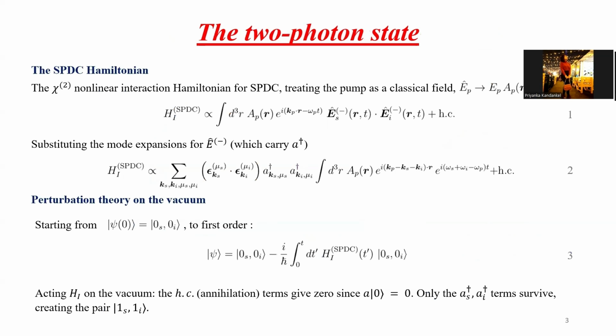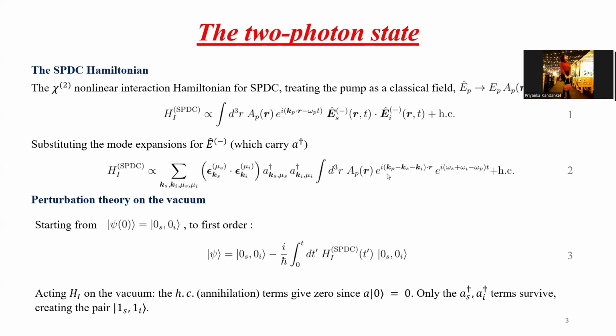So now let us make this mathematically precise, and this Chi2 nonlinear interaction Hamiltonian for SPDC is written in equation 1, and we treat the pump laser as a classical field, and the signal and idler remain as quantum field operators. Here EP and AP represent the spatial amplitude profile, and the exponential term includes the spatial phase term and the angular frequency term. So by substituting this mode expansion of E minus, which carries the creation operator, that is A dagger, we get equation 2.